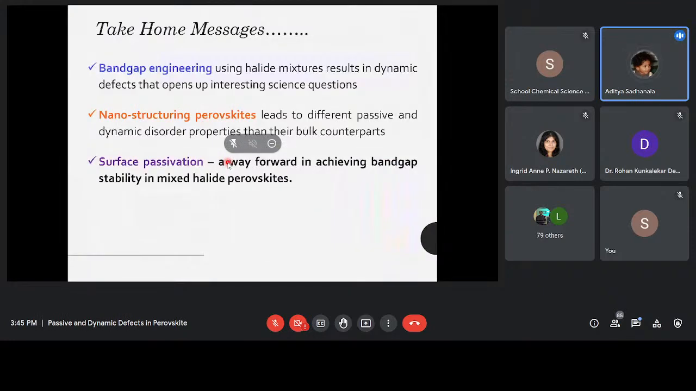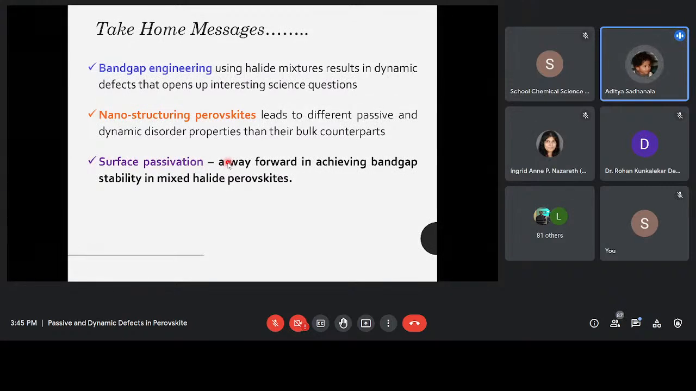So the summary of what I just spoke is basically this: that band gap engineering is a very easy thing to do. You can change the band gap of perovskite, but getting a stable perovskite is sort of a big hassle. And dynamic defects is something that forms, which opens up really interesting science questions. We also saw that nanocrystals or nanostructures of perovskites can be passivated, and the dynamic defect properties can be eliminated compared to their bulk counterparts.